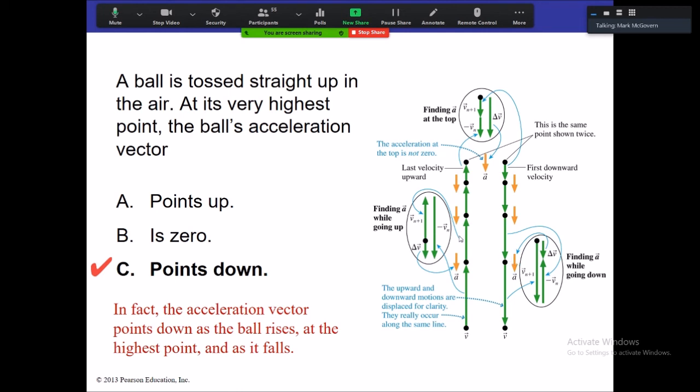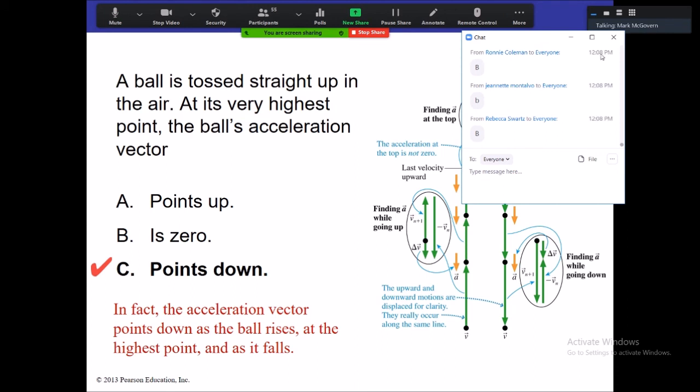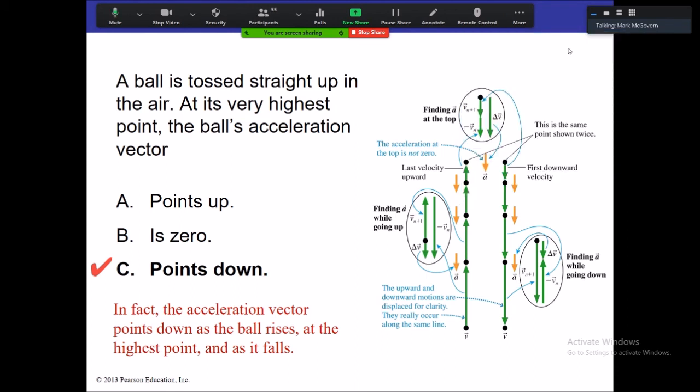If it points down beforehand and points down afterwards, it has to be pointing down at that one instantaneous moment. In fact, the acceleration acts to slow the object down, and when we get to the top, it acts to flip the direction of the object, and it speeds up as it comes back down. So the acceleration is definitely not zero. If it was zero at the top, the ball wouldn't move. It would just stay there.